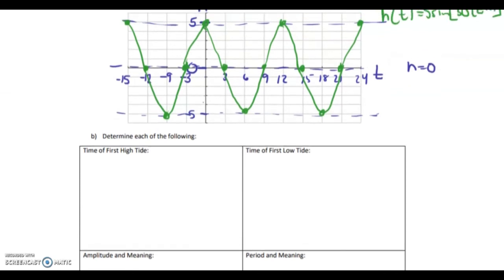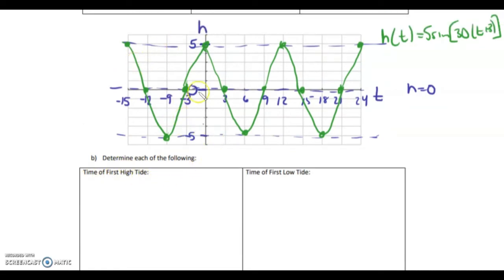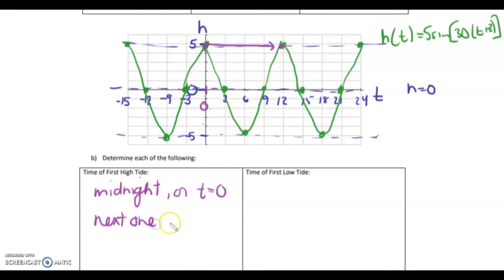Okay, now let's use our graph to determine each of the following. So what is the time of the first high tide? So we're going to say the first one is going to occur after 0. Okay, so we're going to be at high tide right at, I would say, midnight, or time 0. And then another high tide is going to occur at time 12. Next high tide at time equals 12.